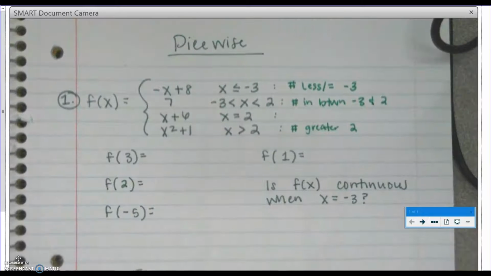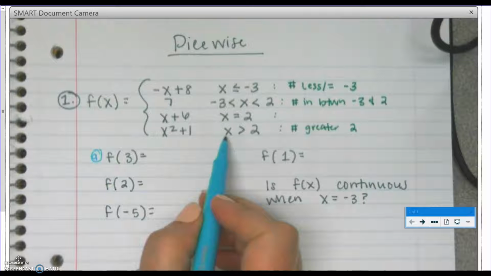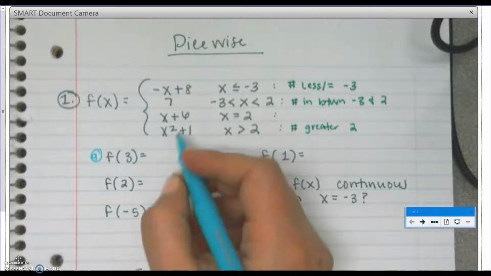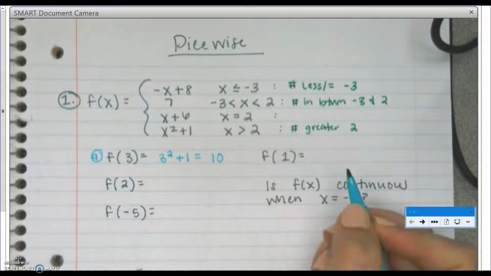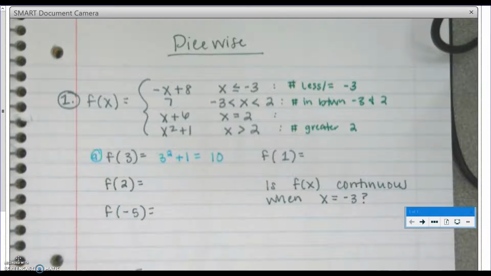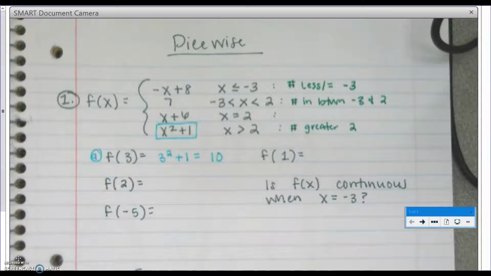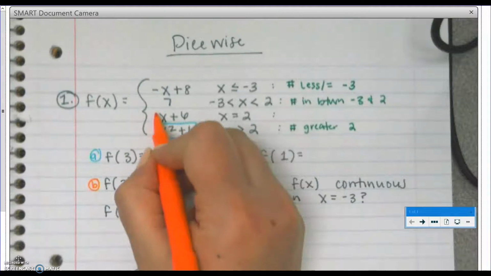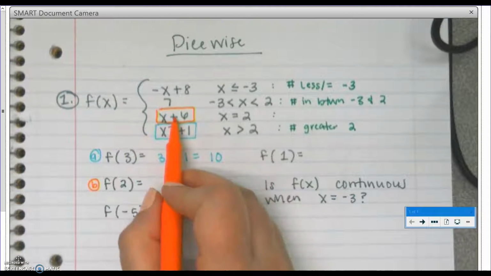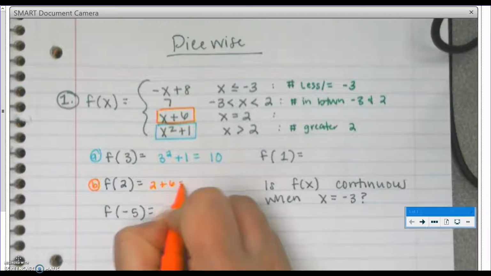All right, so the first number that I'm trying to plug in is 3. 3 is greater than 2. So this is where you actually plug the numbers in. So 3 squared plus 1 would give me 10. So because 3 is greater than 2, I used that piece. The second one, I'm trying to plug in exactly 2. So that's this middle piece. This piece is only for when x is equal to 2. So 2 plus 6 is 8.